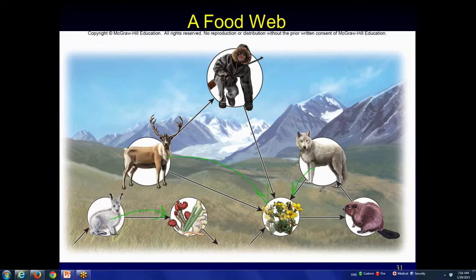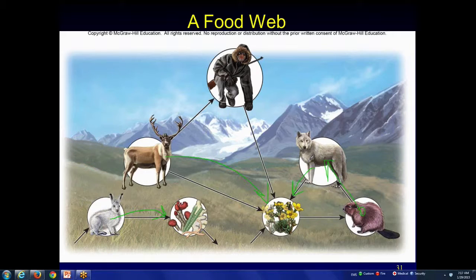The way the arrow is shown is if the arrow is pointing towards the animal, that means the animal is eating that prey item. Like the beaver is not eating the wolf. I shouldn't say that. The wolf, of course, is eating the beaver. So that arrow shows that the biomass from the beaver is going into the wolf. All right, and then the biomass of the wolf is going to the plant.